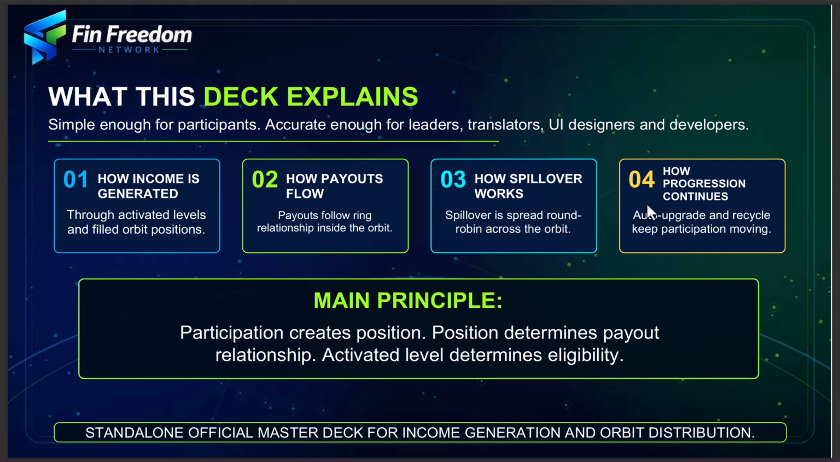The main principle in this FFreedom program is: participation creates position, and position determines payout relationship. Every time you join the network, or someone joins the network, that joining creates a position, and it is that position that creates the payout relationship between the person who just joined and the people who have been in the system. It is the activated levels that determine eligibility.